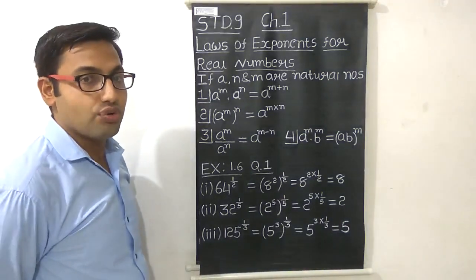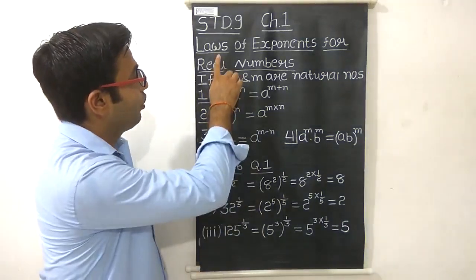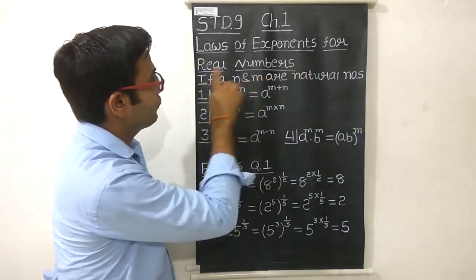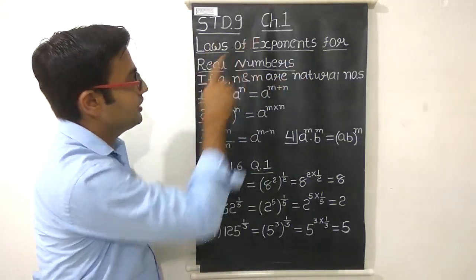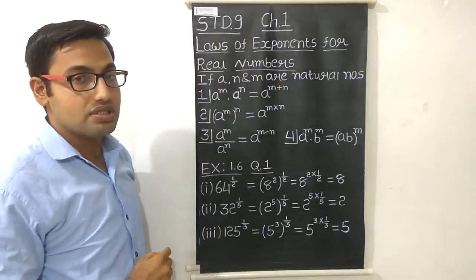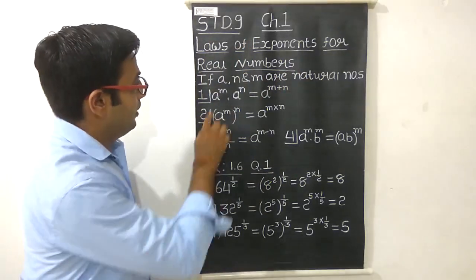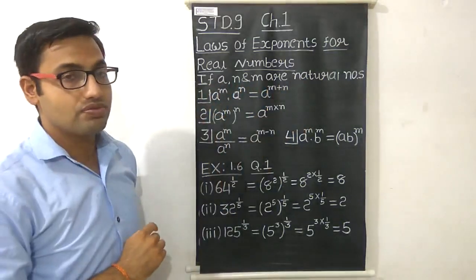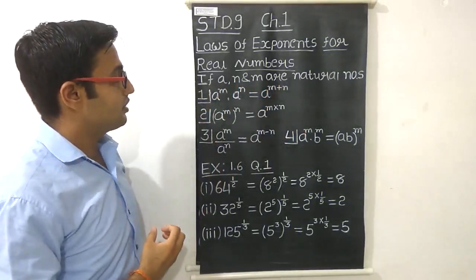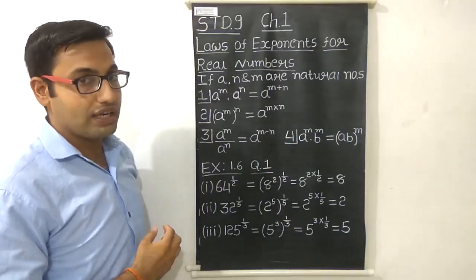Hello students, today we will study the laws of exponents for real numbers. This is the topic of standard 9, chapter number 1, number systems. So if a and m are natural numbers, then there are some laws of exponents that we have to study.